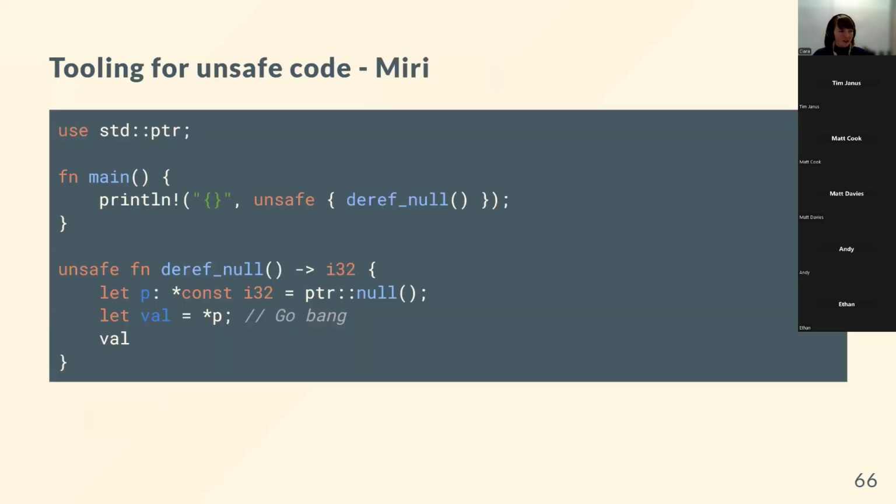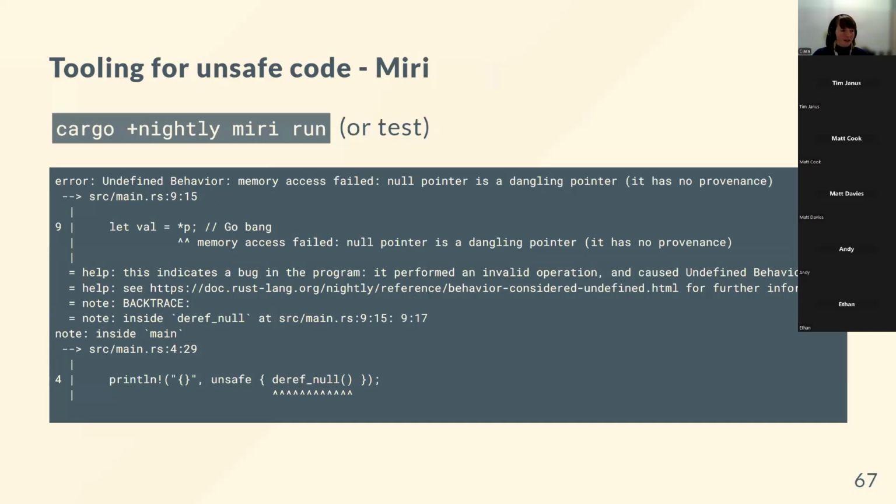And it's super easy to use. So if we take the earlier example of dereferencing a null pointer, all we have to do is have Miri installed, which you can do very easily by just adding component Miri, and then you run your code, or you run your test code with the nightly flag and Miri. So you do cargo plus nightly Miri run, or cargo plus nightly Miri test, and then you get an error like this, which is super clear.